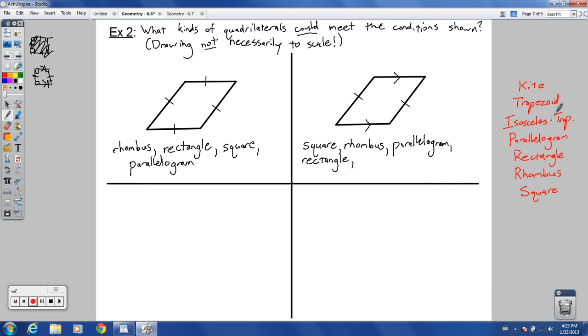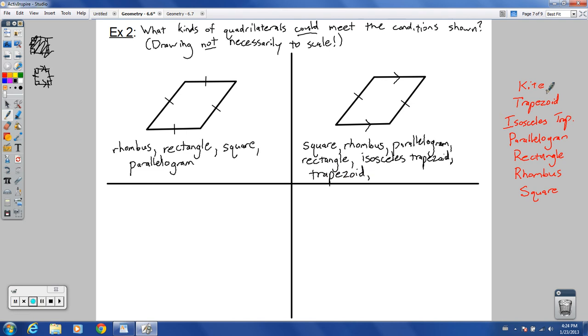Could this be a trapezoid? Not does it have to be a trapezoid, but could it be? With parallelograms, it was possible that this side was parallel to this side. Here, it has to at least have 1 pair of parallel sides, and if it does, then yes, it could be a trapezoid. Could it be an isosceles trapezoid and a trapezoid at the same time? Yes, an isosceles trapezoid is just a special type of trapezoid, and it actually would be isosceles as well. So isosceles trapezoid would definitely fit, and since it fits, anything above it also fits, so trapezoid would also fit.